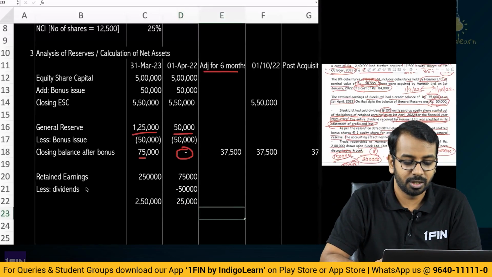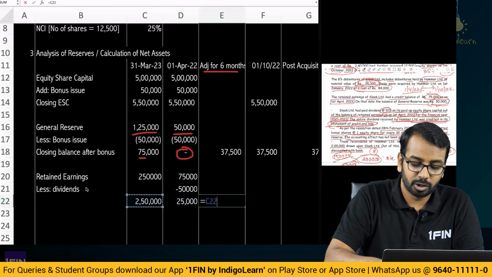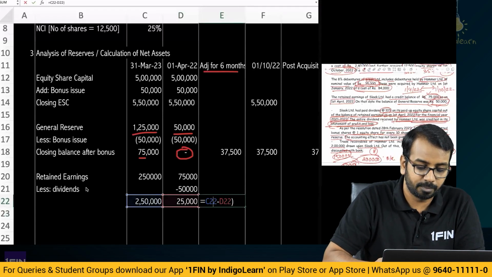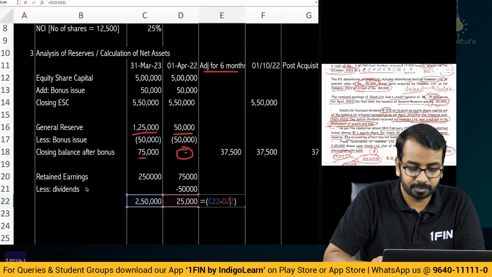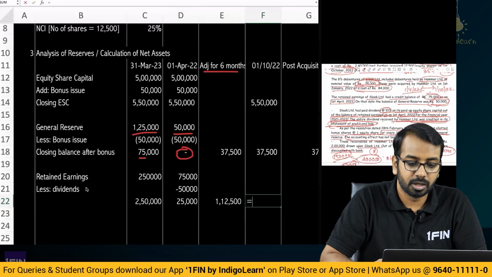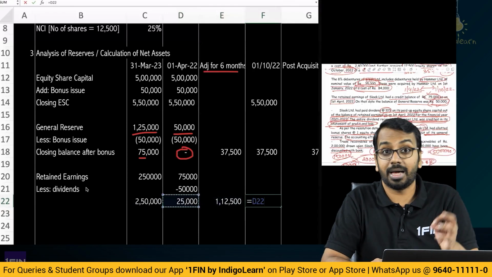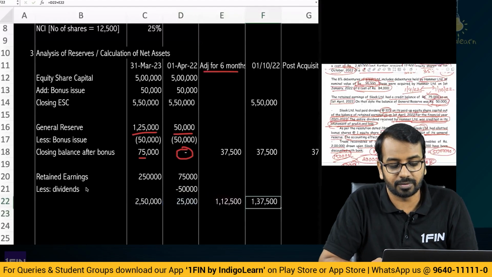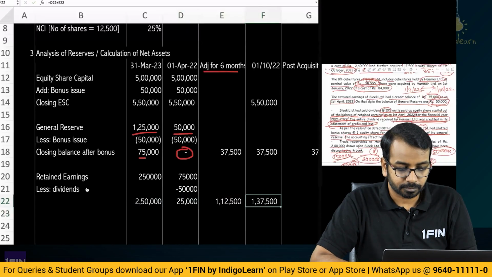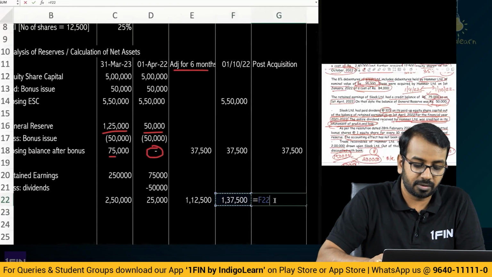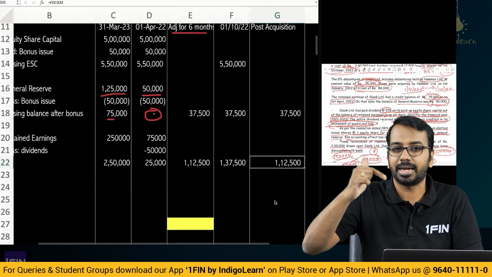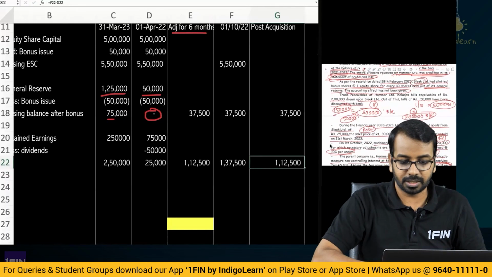Closing balance is 2,50,000. So how much did we earn in the full year? 2,50,000 minus 25,000. We earned 2,25,000. Out of this 2,25,000, we can say half is for the first 6 months, half is for the subsequent period. So the balance as on 1st of October is opening balance of 25,000 plus 1,12,500, that is 1,37,500. And how much is post acquisition? 137,500 minus 25,000, 1,12,500.